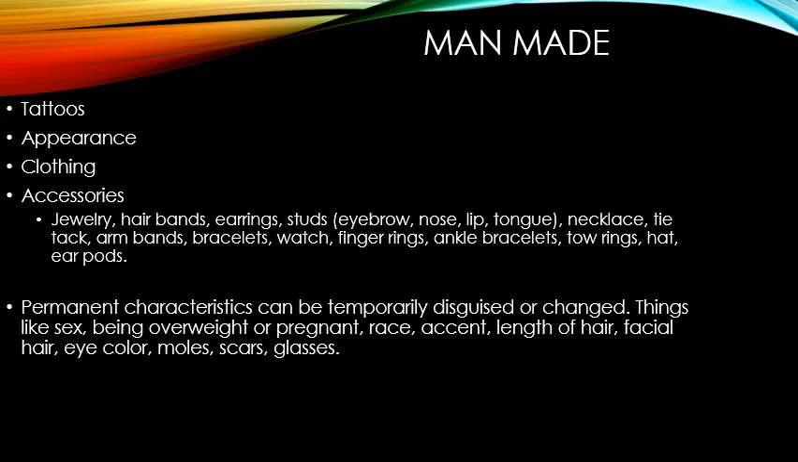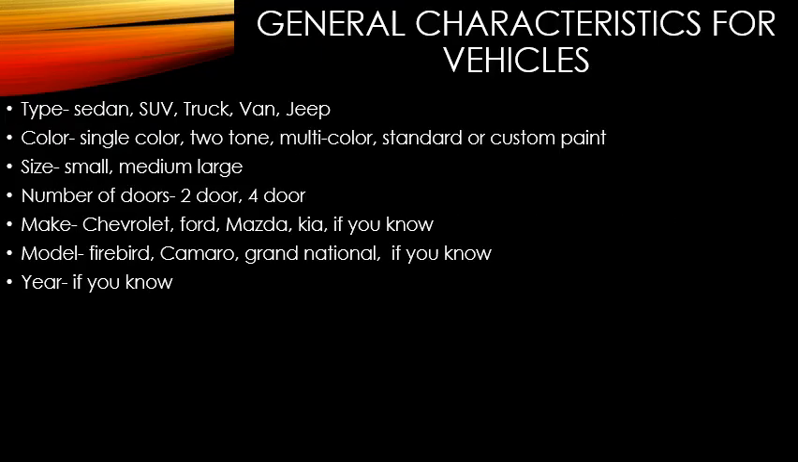So now we're going to talk about vehicles. General characteristics of vehicles. Type, sedan, SUV, truck, van, Jeep. Color, single color, two-tone, multicolored, standard, or custom paint. Size, small, medium, or large. Number of doors, two-door or four-door. Make, Chevrolet, Ford, Mazda, Kia, if you know. Model, Firebird, Camaro, Grand National, if you know. Year, if you know.